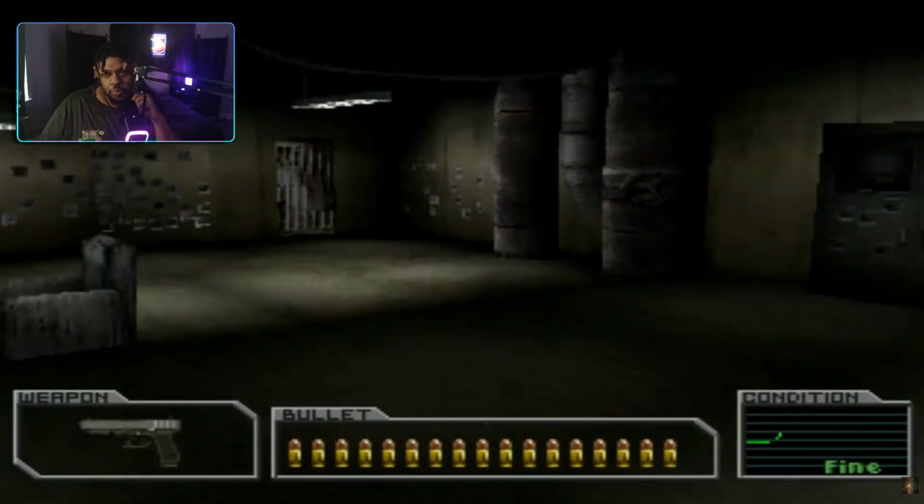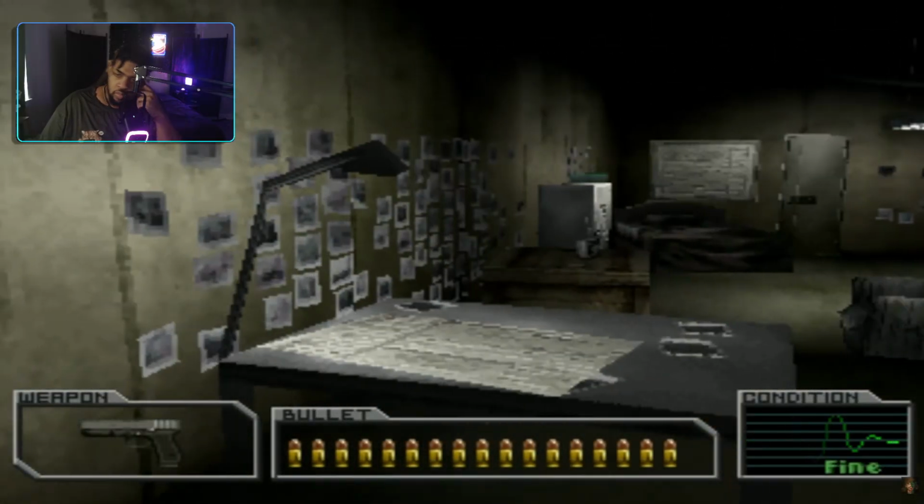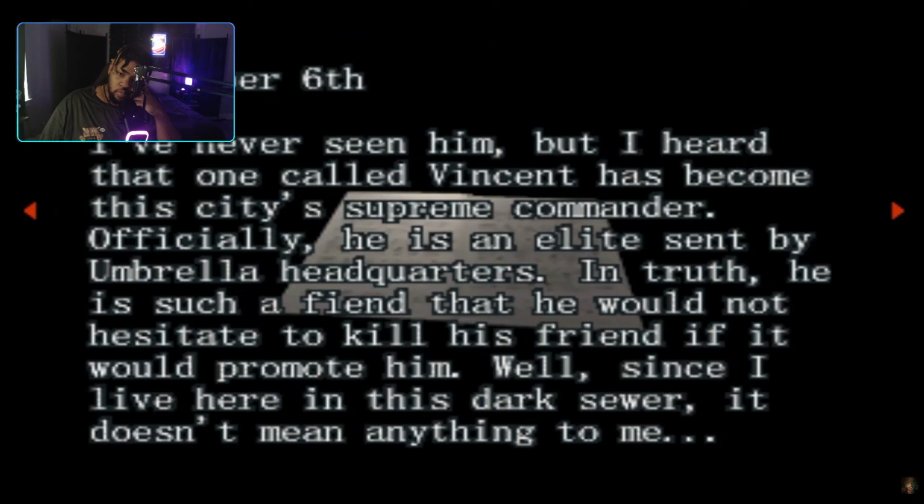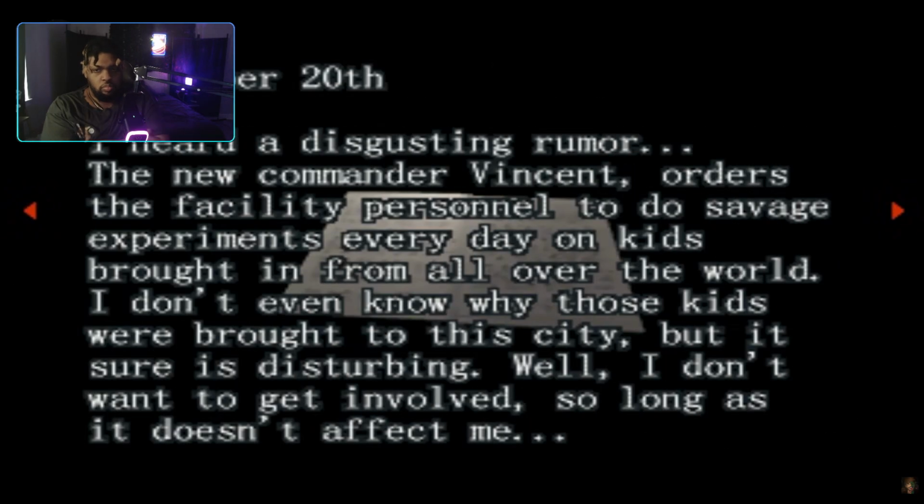Entering into a side room here, Vincent finds a diary written by the janitor, or sewers caretaker, Andy. Before everything went to pot in Raccoon City on September 6th, Andy writes about how someone by the name of Vincent had become the city's supreme commander, an elite sent by Umbrella HQ. Vincent was considered a cold and callous man. On September 20th, Andy would write about a rumor he'd heard, that Vincent had ordered the staff at Umbrella's research facility to conduct experiments on children who had been kidnapped from all over the world. But Andy didn't really want to get involved.